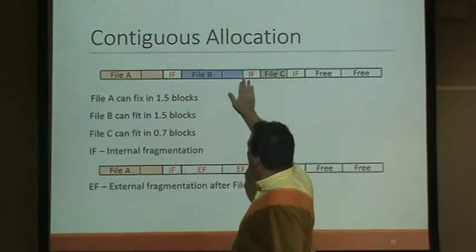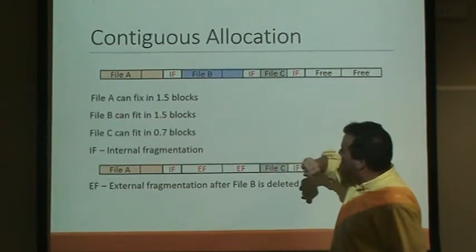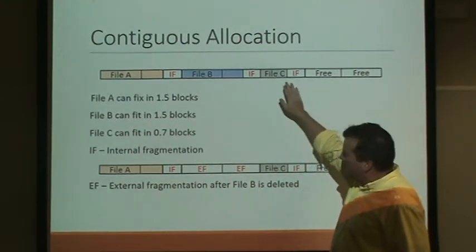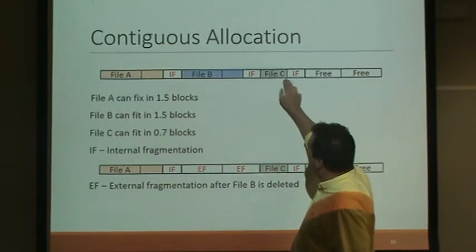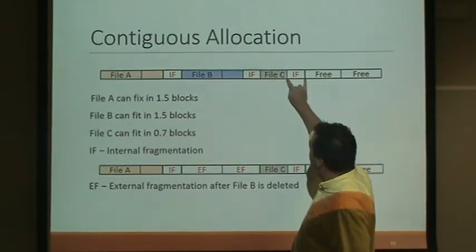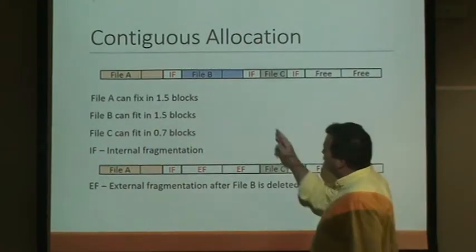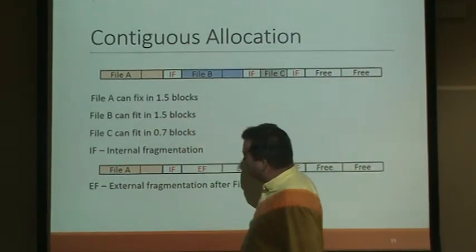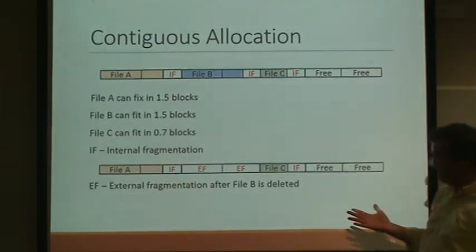Now if we have another file that takes a block and a half, we're going to have more internal fragmentation. Then suppose we had a file C, which only takes 70% of a block, so it'll take up this space, and then we have some wasted space again, and then these blocks are not used yet. So these areas are where we have internal fragmentation.